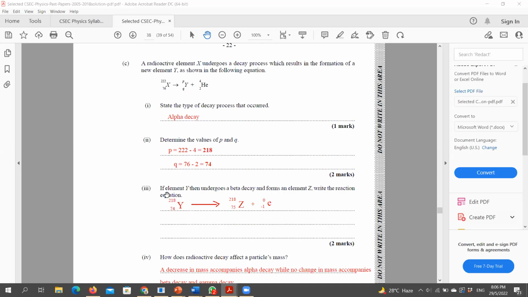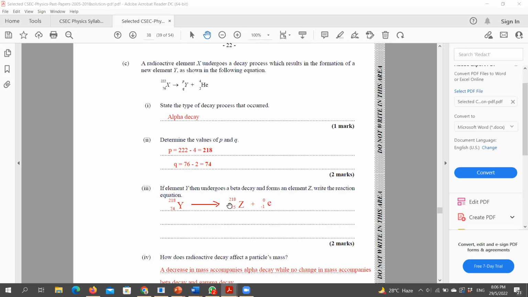Next part of the question: if the element Y then undergoes a beta decay to form an element Z, what is the nuclear reaction there? Beta decay involves the emission of a fast-moving electron, which is called a beta particle. The electron has a relative mass of 0 and a relative charge of -1.